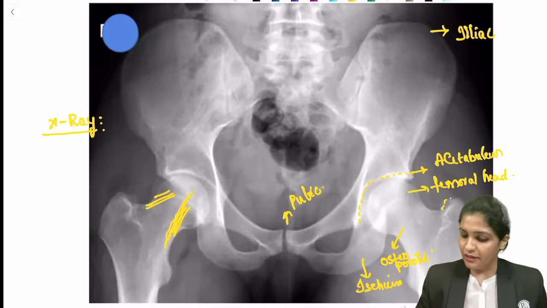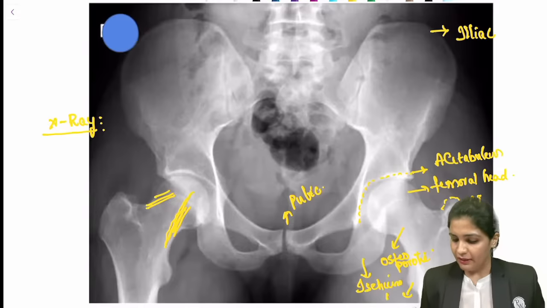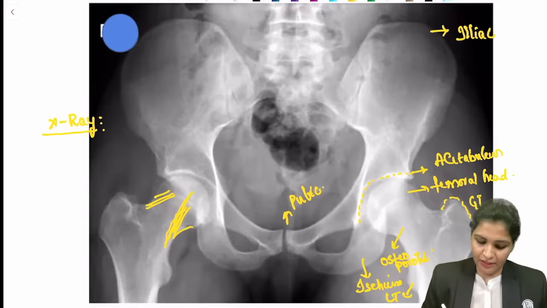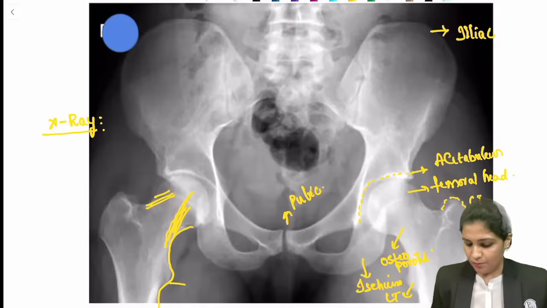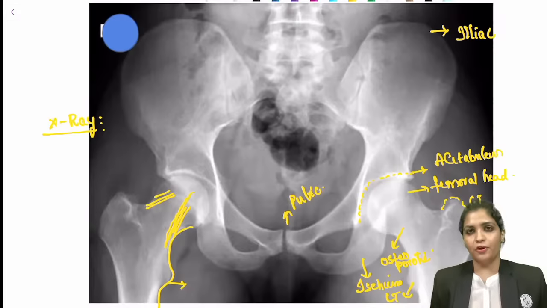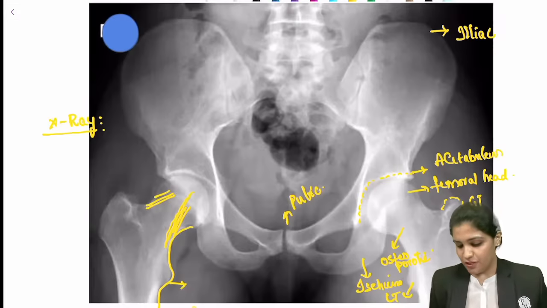Right, and then this is your greater trochanter, GT, and this is your lesser trochanter, LT. So now if you see, this is your lesser trochanter. If the lesser trochanter is normally visible, not more prominent or less prominent, it is normal. If it is more prominent, that means the limb is in external rotation. If it is less prominent, that means it is in internal rotation.